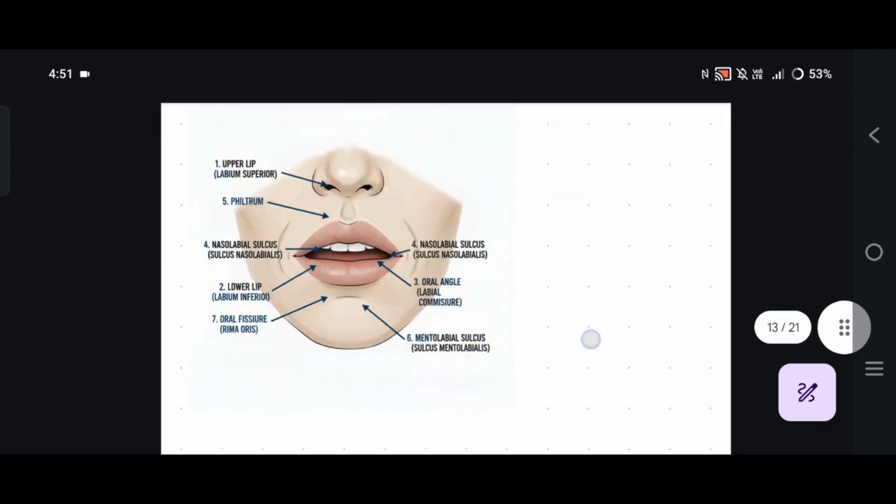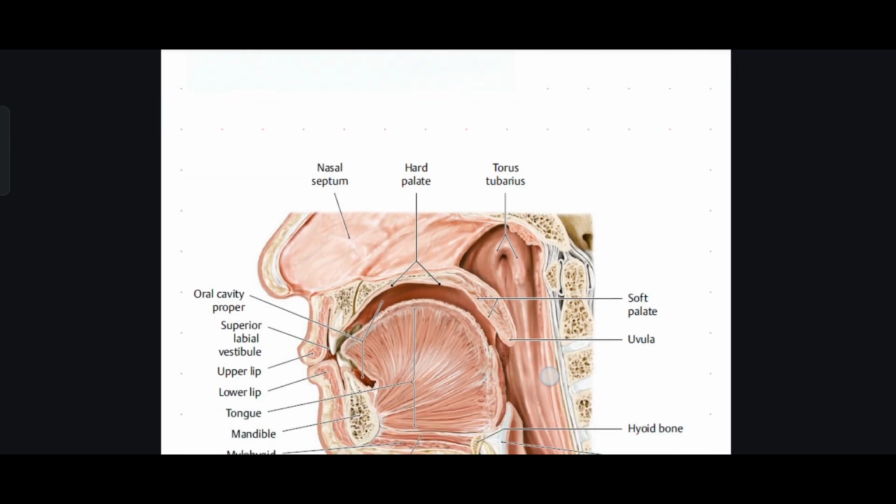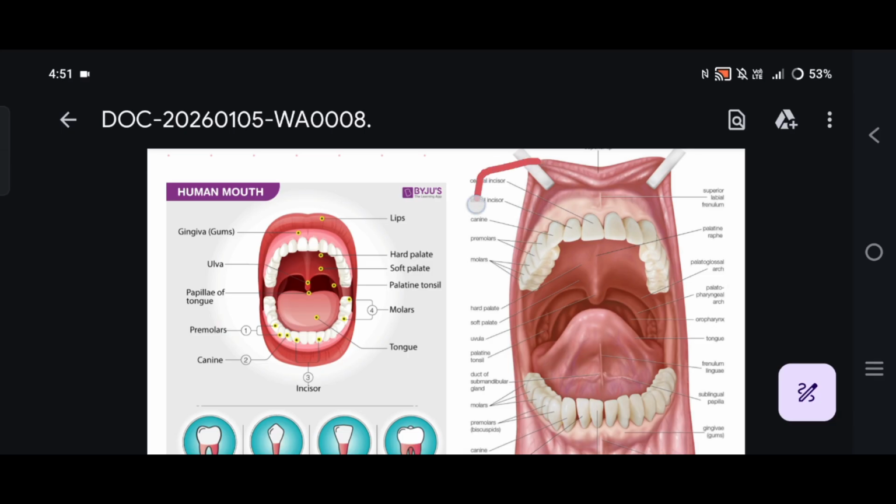So we divide this oral cavity into two parts. This area is called the oral vestibule, and this area is called your oral cavity. All right. So now we are going to study the parts of the oral vestibule, that is the external part and the internal part of the oral vestibule.